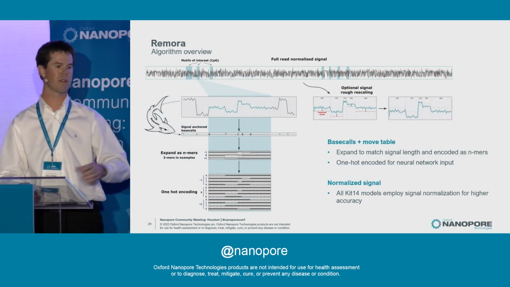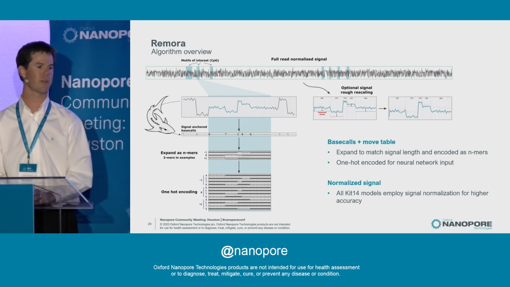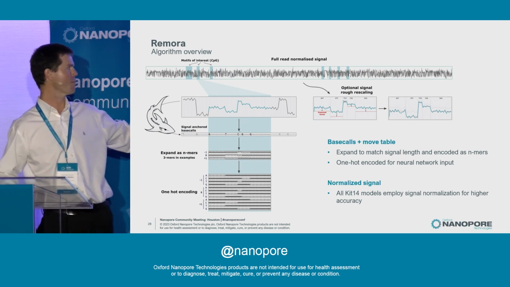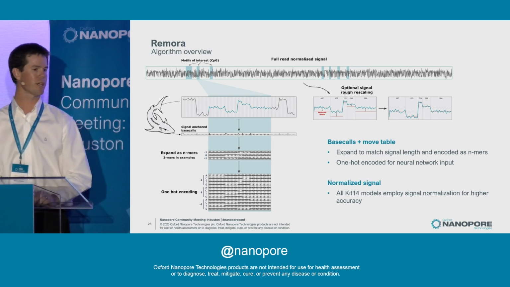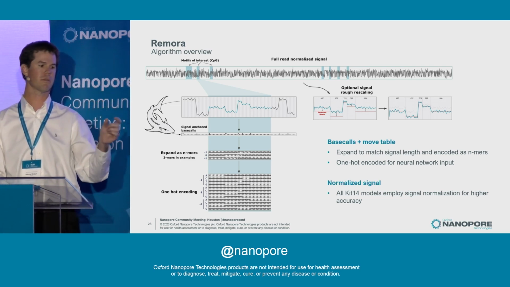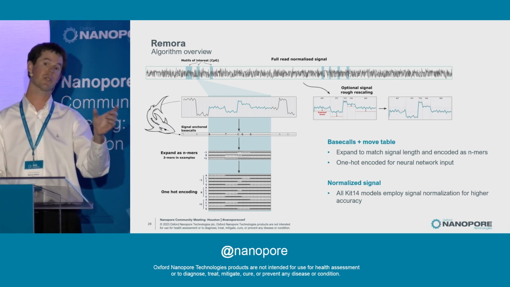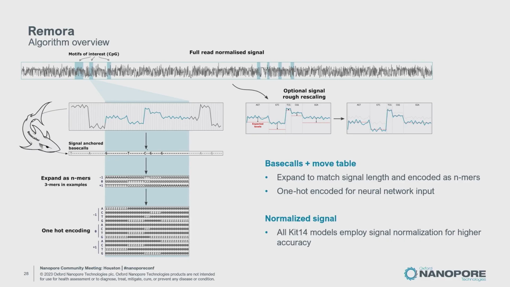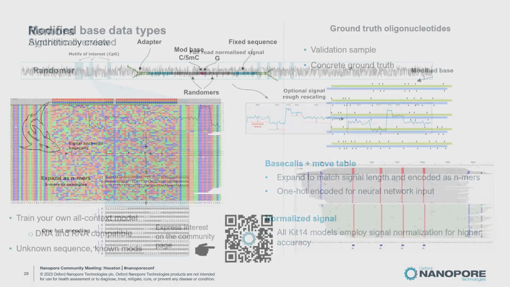To give you a little bit of detail, I won't go into all the details of how these models work, but you bring in the full read with normalized signal, and then you chop out the bits that you want to call, and you look at those bits of signal, the base calls, and where the base caller put those bases within the signal, and then you digest it into a form that the neural net can take. This is, at a high level, how the Remora models work. I've given a bit more detail in previous talks, so I think last NCM I gave a little bit more detail on this.